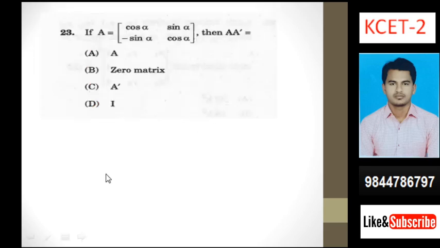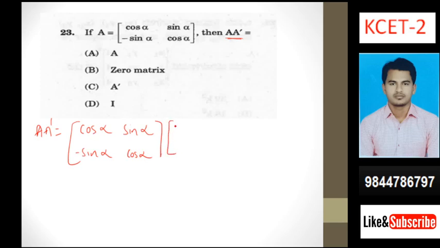And one more example. The question is, what will we get for A into A dash? They have given the A matrix. A into A dash means cos alpha, sin alpha, minus sin alpha, and cos alpha. Now multiply with A transpose. Transpose means interchanging rows into columns.